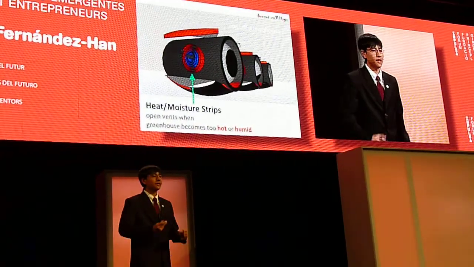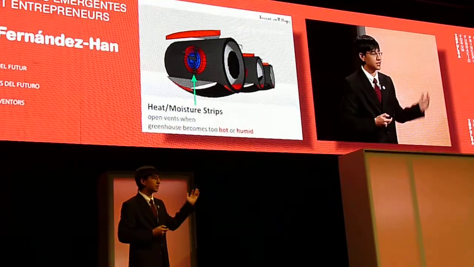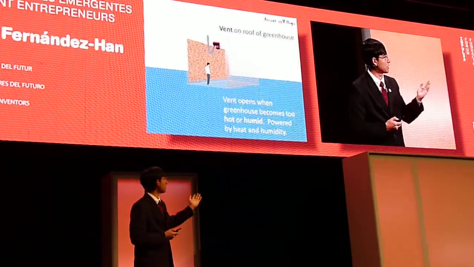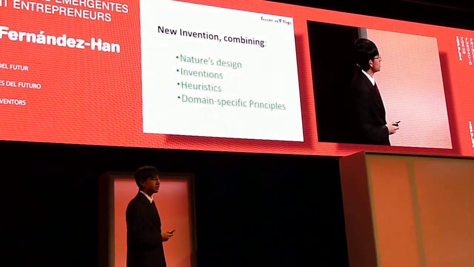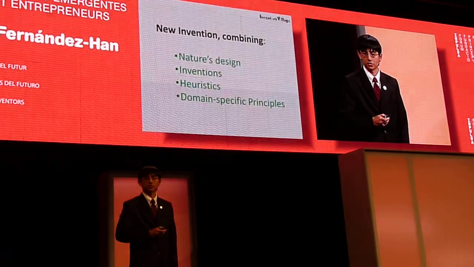An event that turns and regulates the temperature depending on whether it's too hot or too humid, using these concepts. And here's another picture, and this is where it would go. You can see where the event would go. It uses nature's design, inventions, heuristics, and domain-specific principles.